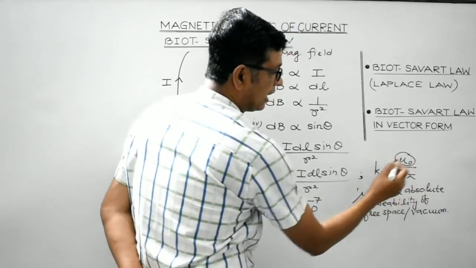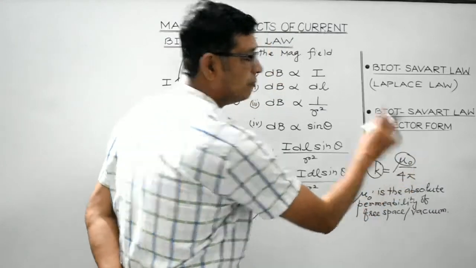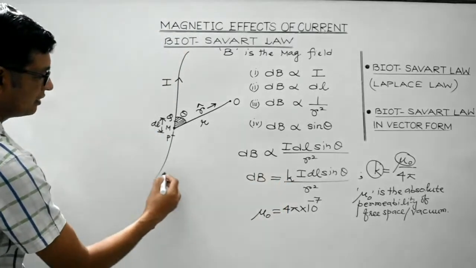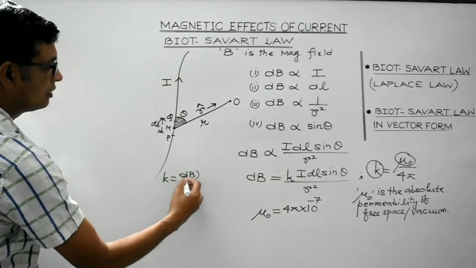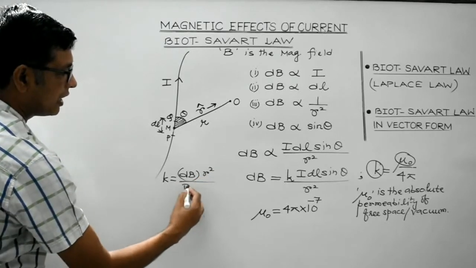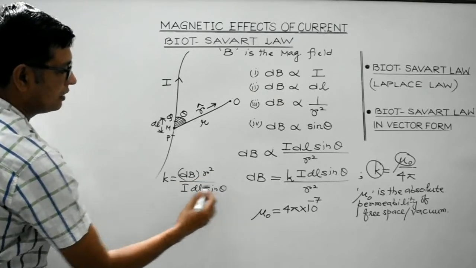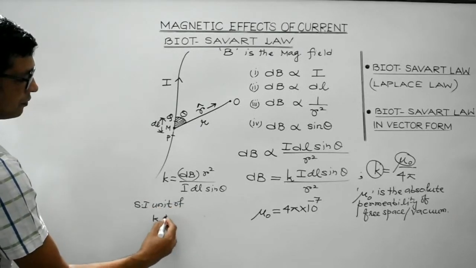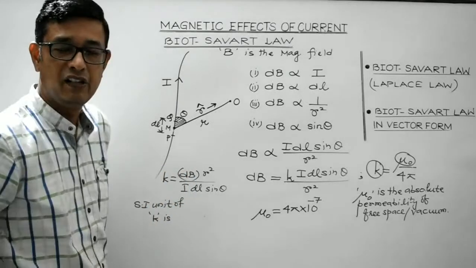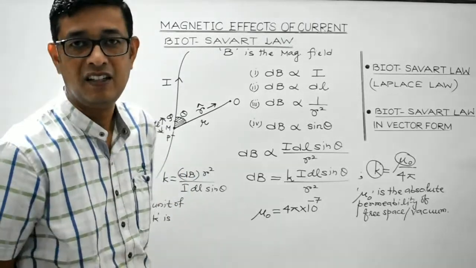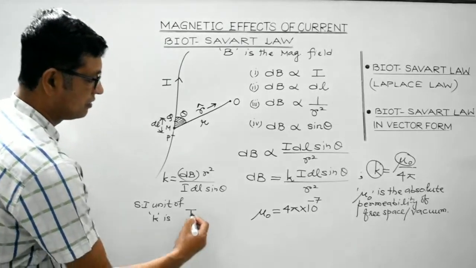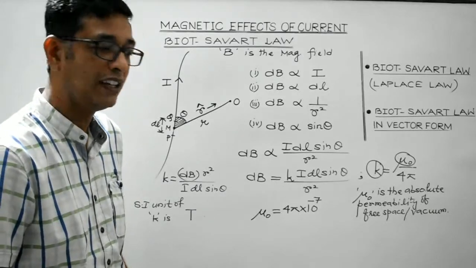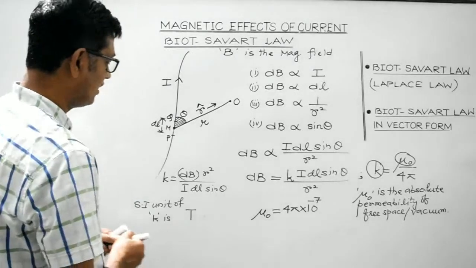So K will have the same unit as that of mu naught, isn't it? So let's find out the unit of K. Over here K is dB multiplied by r square divided by I dl sine theta. So SI unit of K is: for magnetic field, its SI unit is Tesla. It is represented by capital letter T. It is named after very famous scientist Nikola Tesla. So SI unit of magnetic field is Tesla, right?